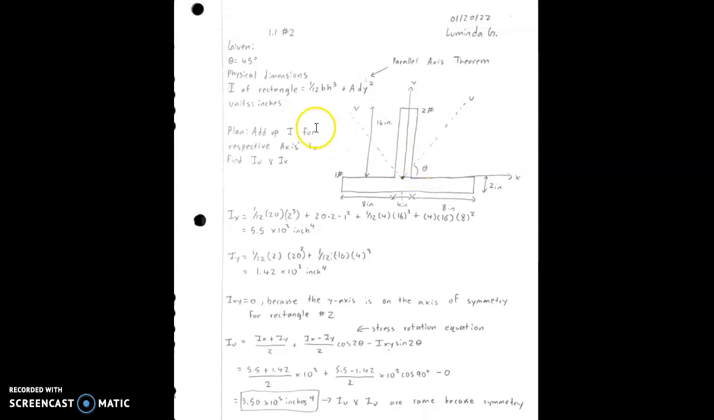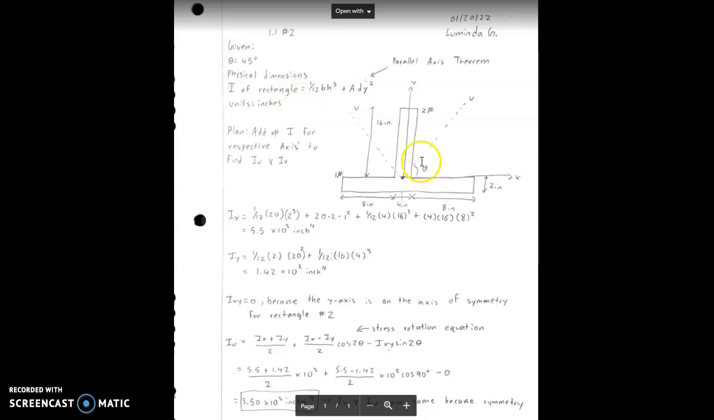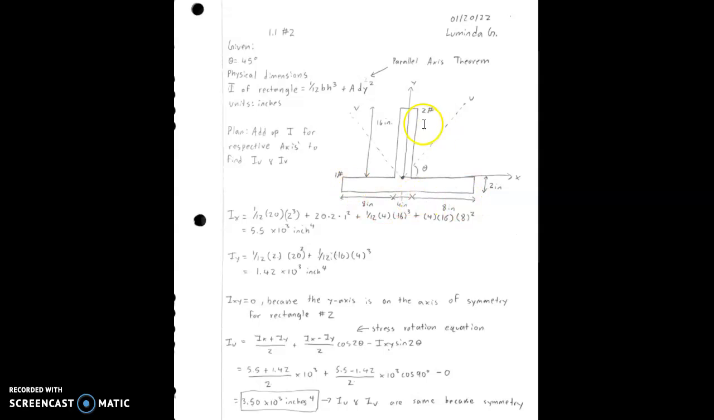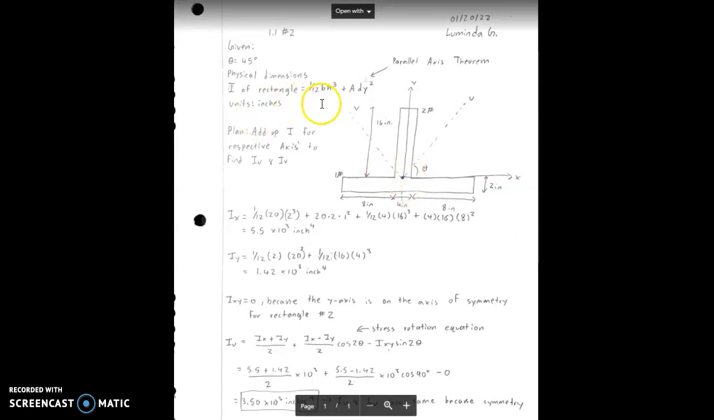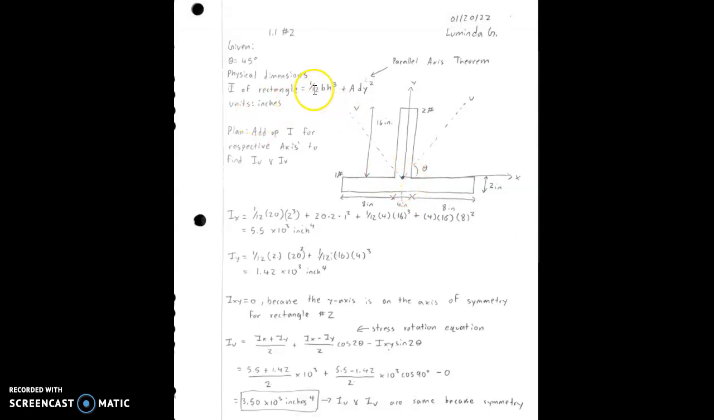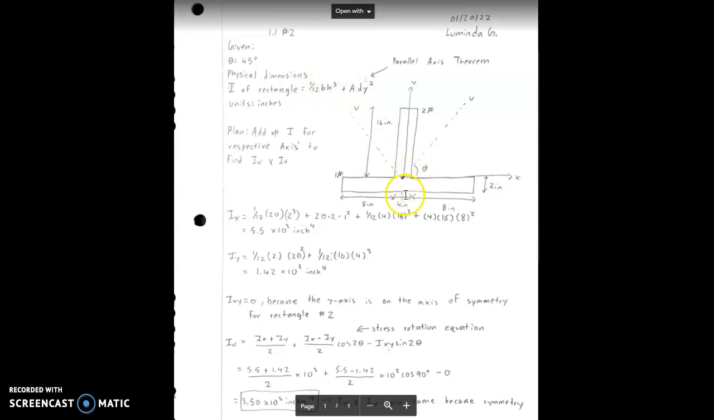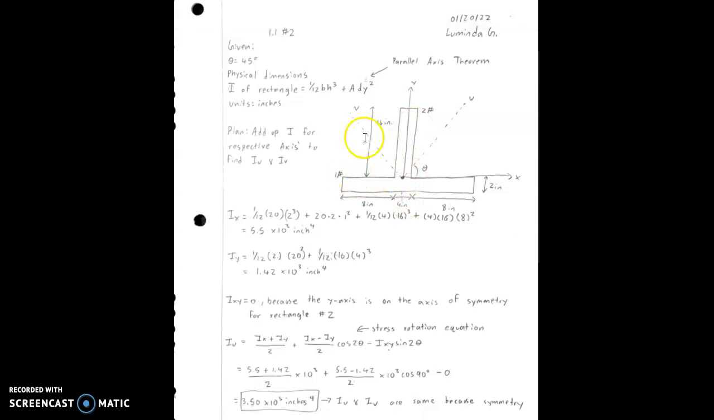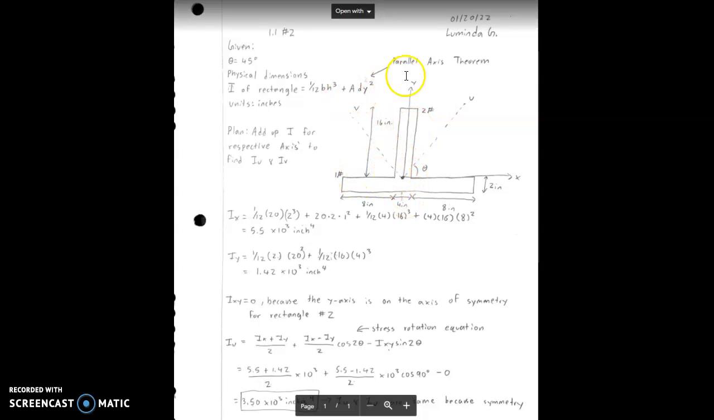Some stuff that are given, they give us the angle here, which is 45 degrees. They of course give us all the physical dimensions. The units are in inches, and based off of the cross sections, we know that we're dealing with rectangles, so we could use the formula for the moment of inertia of a rectangle, which is 1 over 12 base times height cubed. And since the centroids are offset, you would use the parallel axis theorem to compensate for that.